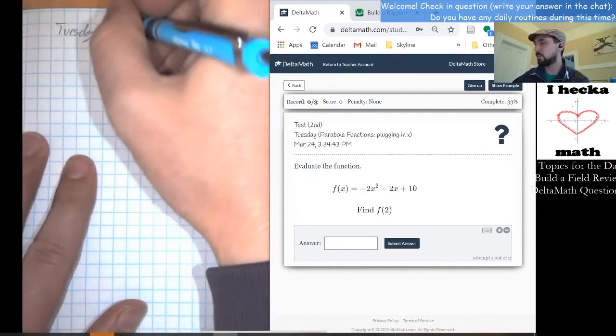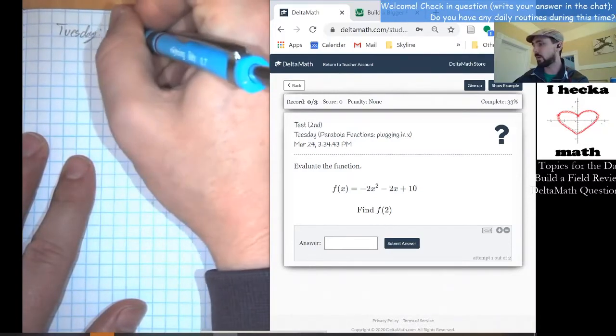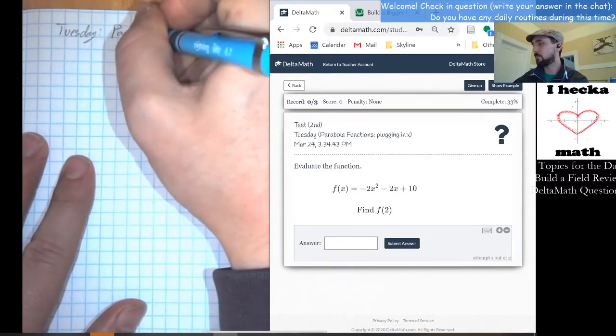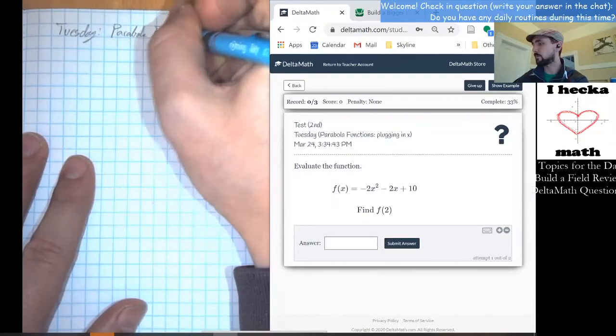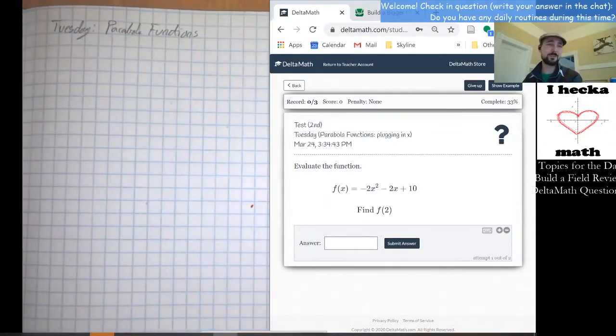So Tuesday, we are dealing with parabola functions, which really just means plugging in for x. I think I'm only going to do one example of this because once you see it once, you'll get the idea behind it. If you want to see more examples, let me know and I will do that for you.